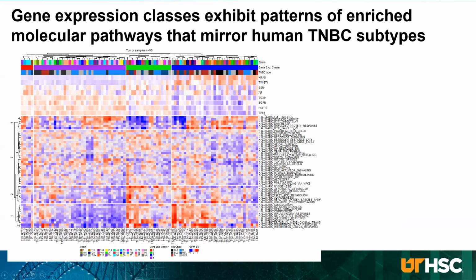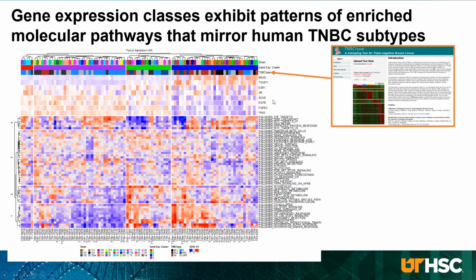So another annotation track I added here is called TNBC type. This was using a web tool from the folks who developed the initial 6 TNBC subtyping predictor.